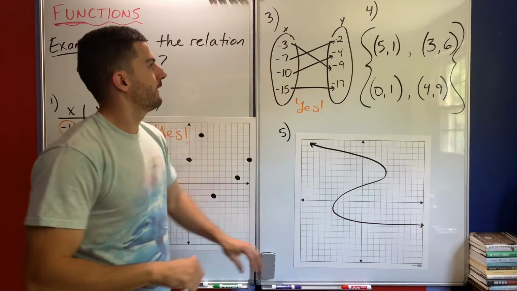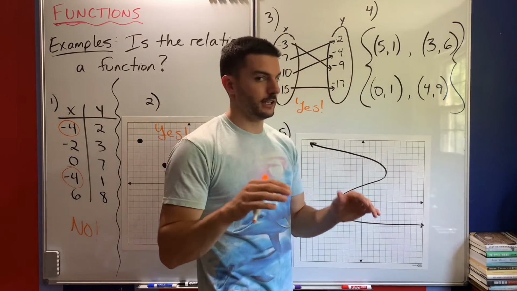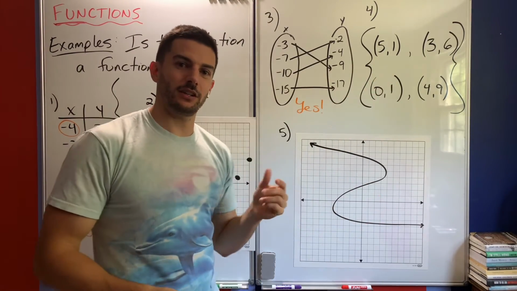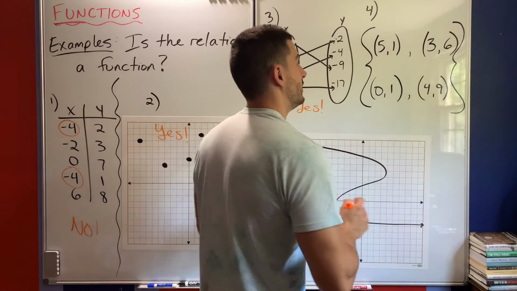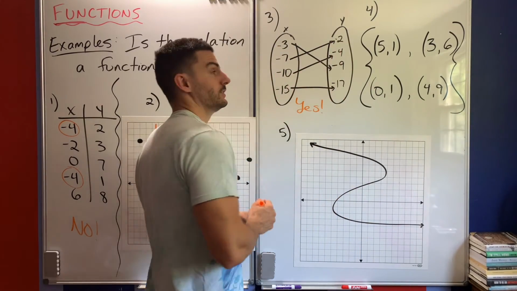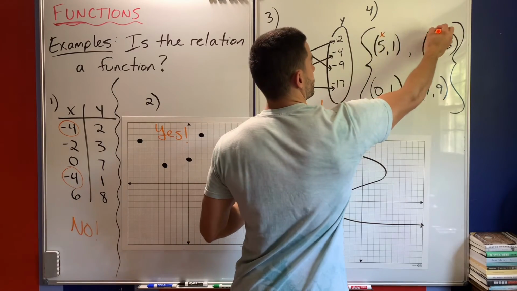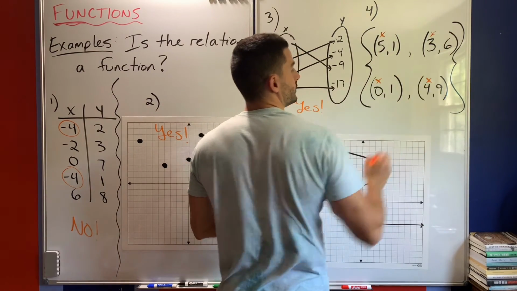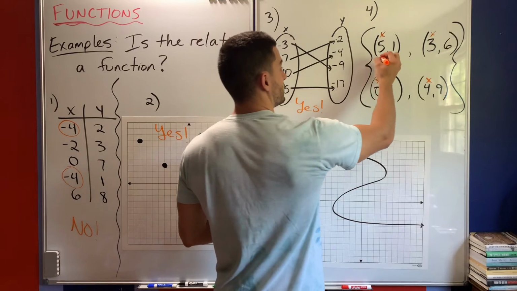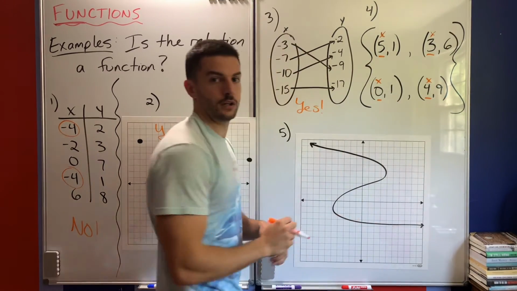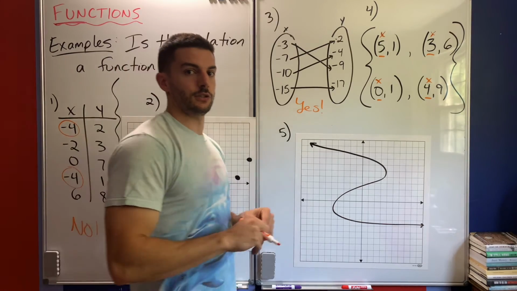Okay. Number 4, so this is listing it just as ordered pairs, okay? So again, with these, it can be a little hard because you see all the numbers kind of at once, and they're not in like these nice columns. But again, the x values are the first ones in each group, okay? So we want to just focus on those, okay? So 5, 3, 0, 4. There's no repeating x values, okay?